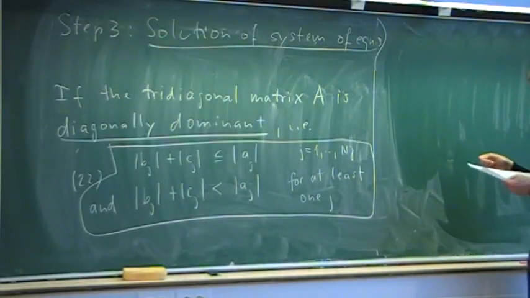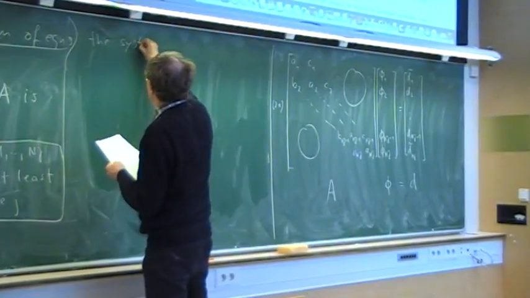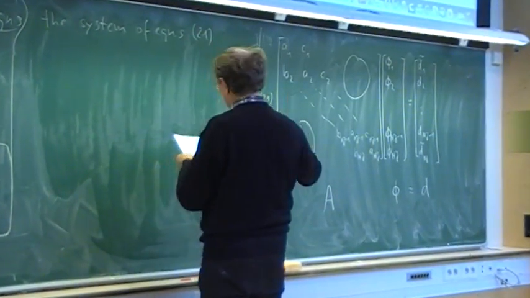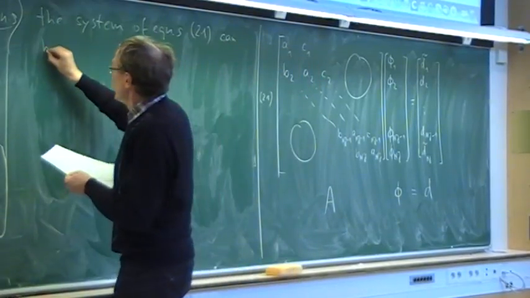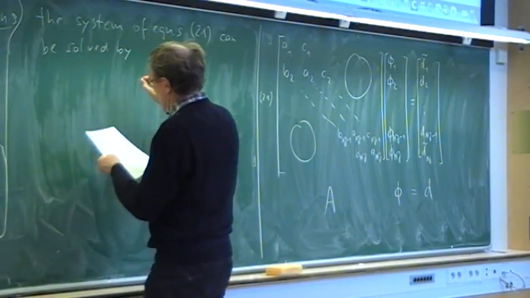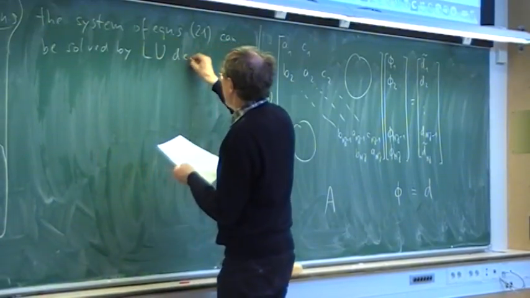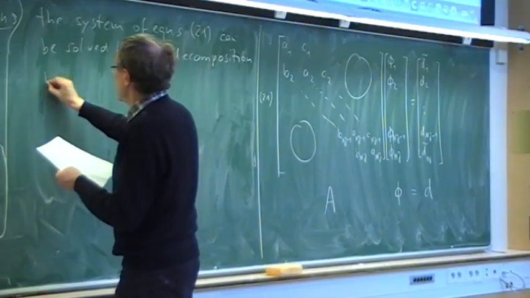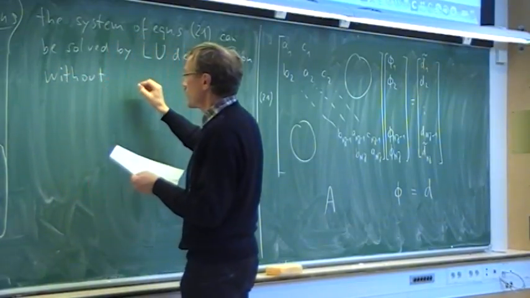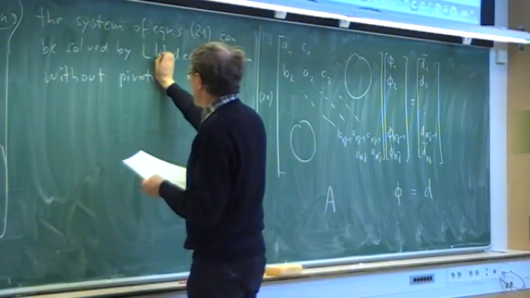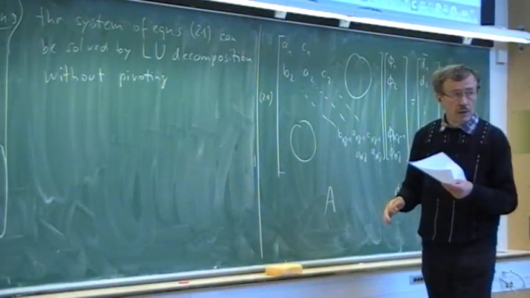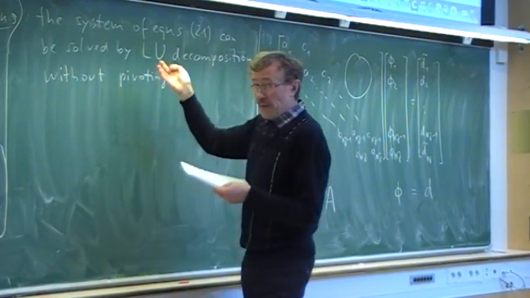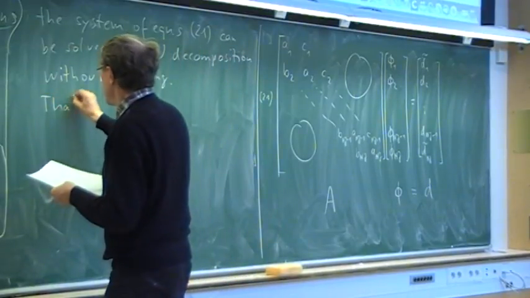So if we have this true, then the system of equations, now we take it in this form here, can be solved by LU decomposition without pivoting. That is the standard technique for solving linear systems. But the fact that we don't need pivoting, that is row interchange, is due to the diagonal dominance. And the algorithm that we get by using LU decomposition, that is then the Thomas algorithm.